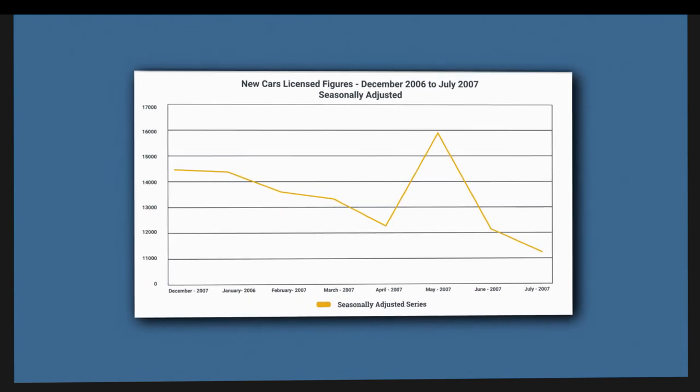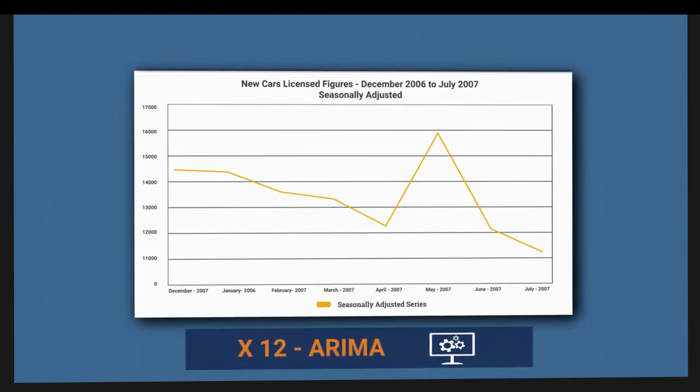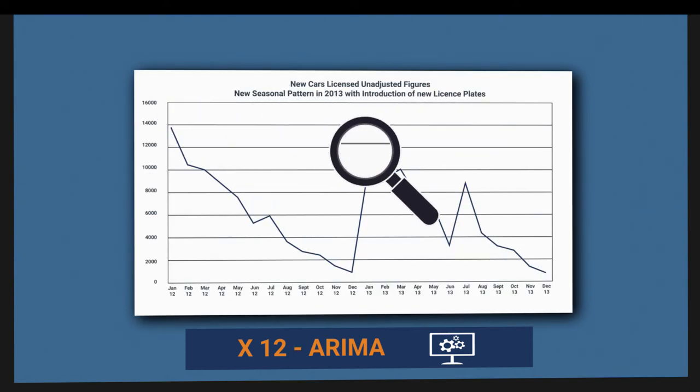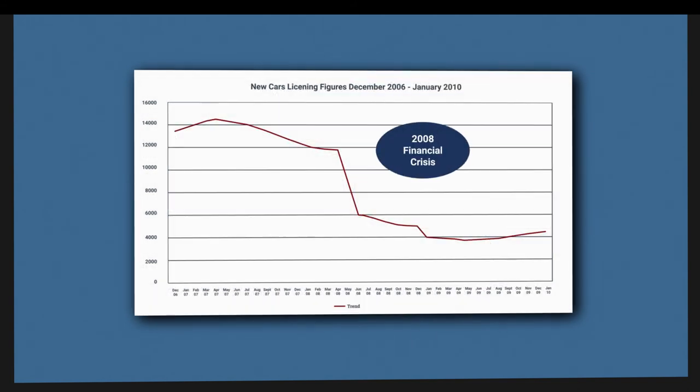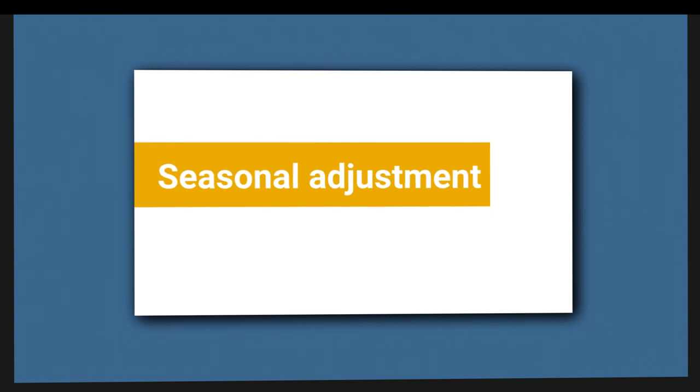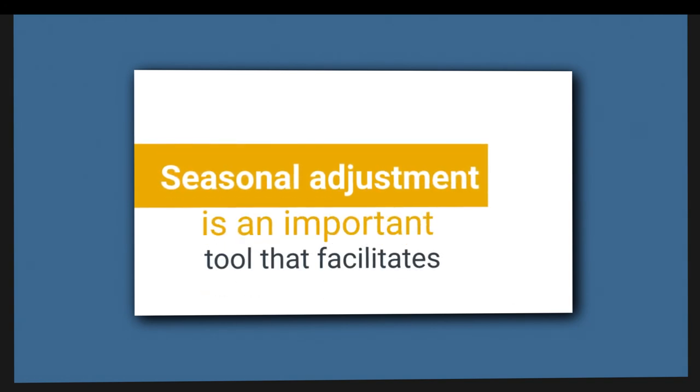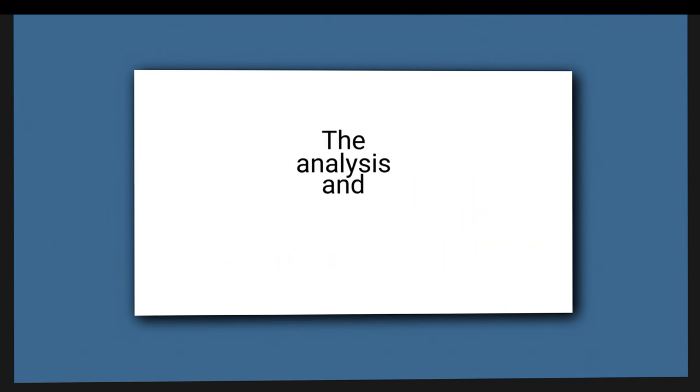The X12 ARIMA software addresses the issues that impact on the overall quality of seasonal adjustment. These issues include outliers, significant changes to the seasonal patterns of the series, and sudden or sustained sharp drops to the economy. Seasonal adjustment adds value to a time series. It is an important tool that facilitates the analysis and interpretation of seasonal data.